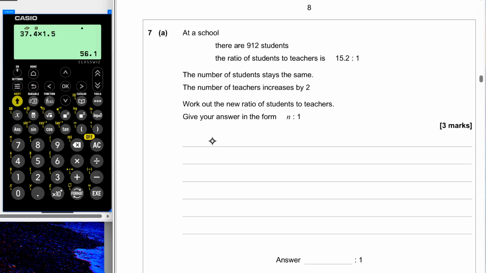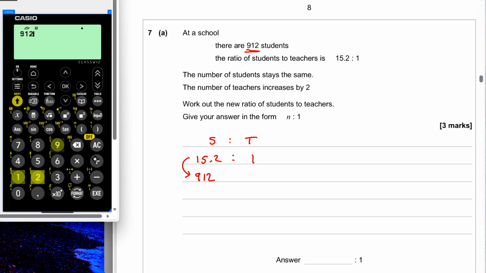Okay, so we're going to stick with the ratio version for this, I think. Students to teachers, we're starting off with 15.2 to 1. That's the simplified ratio. If we build it up to the original ratio, 912 students, to get from there to there we need to do 912 divided by 15.2. So we're timesing by 60 there. So if we times by 60 on the other side, we'd get 60, obviously.